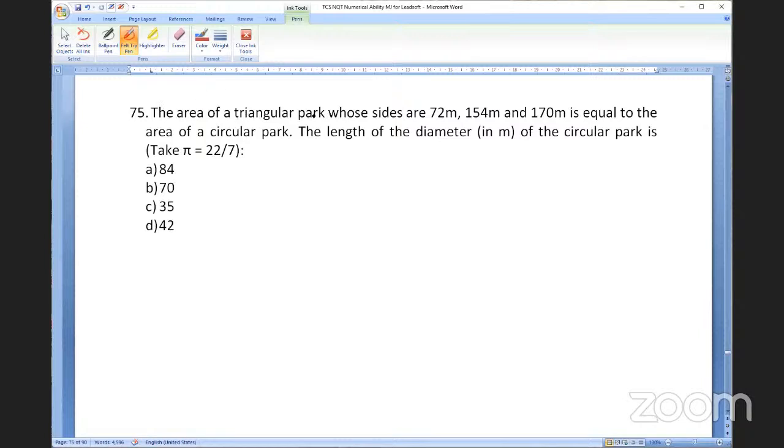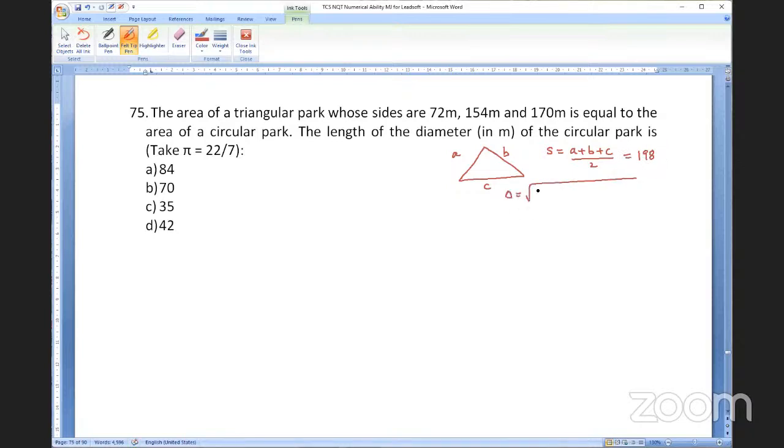The area of a triangular park whose sides are this. First of all, we need to see that this is a scalene triangle. In case of a scalene triangle where all the three sides are different, A, B, C, first we need to find the semi-perimeter, A plus B plus C by 2. Don't divide it by 3. Remember, semi-perimeter is semi, half, adha. That would be 72 plus 154 plus 170, 396 by 2, 198. Semi-perimeter would be 198. Now we need to calculate area.